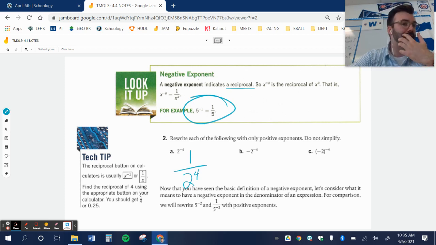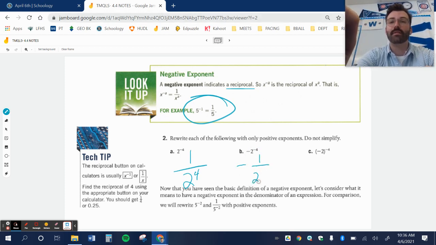There is a difference between B and C, right? Although it may be hard to see. Too many C's going on. There's a difference between these two parts. Okay. In part B, it's saying, hey, this entire thing is negative. So I make the entire fraction negative after I flip it.